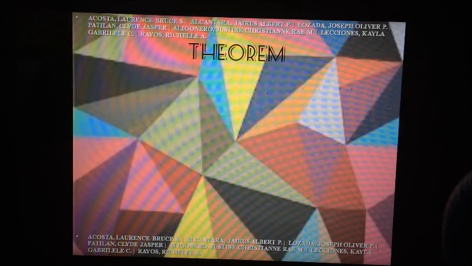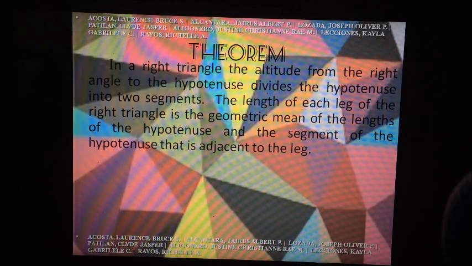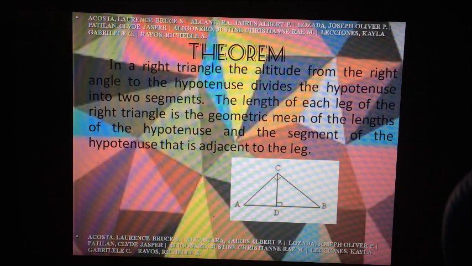The last theorem. In a right triangle, the altitude from the right angle to the hypotenuse divides the hypotenuse into two segments. The length of each leg of the right triangle is the geometric mean of the length of the hypotenuse and the segment of the hypotenuse that is adjacent to the leg. Dito makikita na ang geometric mean ng bigger triangle or the whole triangle is equated to the geometric mean of the smaller triangle.